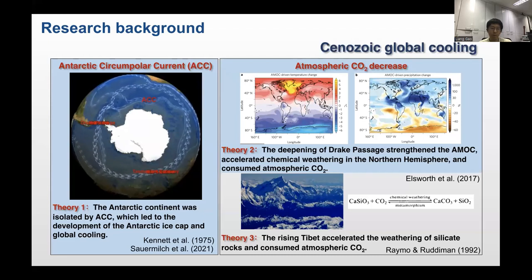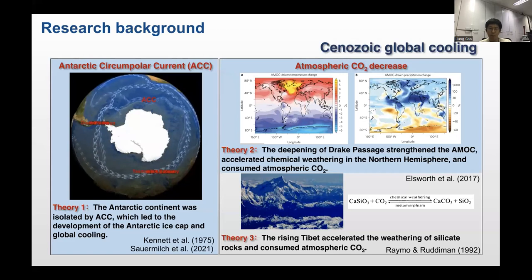However, the numerical simulations have shown that the ACC alone cannot form the Antarctic ice cap, and the decrease of the atmosphere CO2 is critical in the formation of the Antarctic ice cap. So another mechanism for the Cenozoic global cooling is the atmosphere CO2 decrease. But this process can also be explained by the deepening of the Drake Passage.